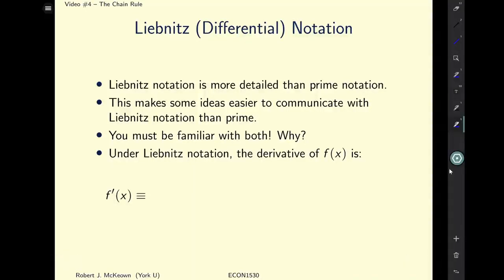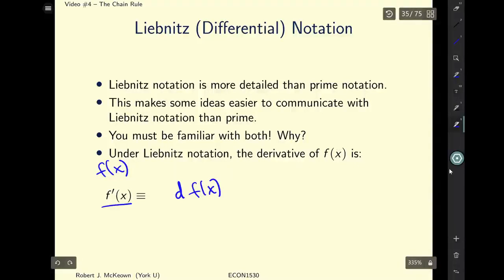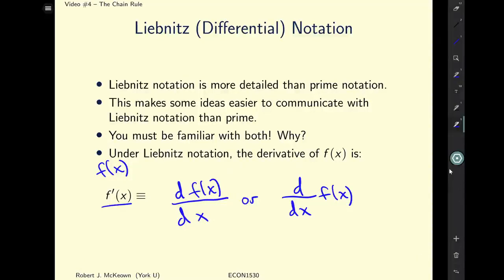Now, how do we write the derivative under Leibniz notation? If the actual function is little f of x, under prime notation we'd have f prime of x. Now we're going to write it with a d. I can write it in a few ways: d f of x over dx, or d over dx of f of x. That's how I would write the first derivative. We'll talk about second derivatives later. That's how I would write the derivative of f of x. I'm going to use these d's, and so sometimes it's called differential notation.